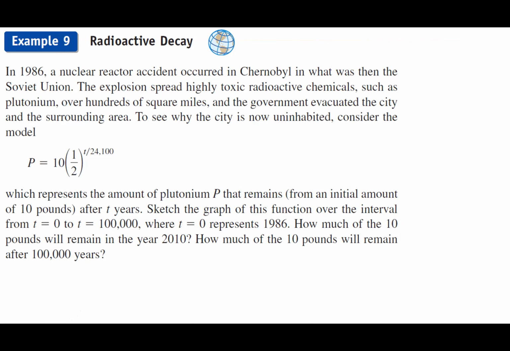So the explosion spread toxic radioactive chemicals into the air. To see why the city is uninhabited, consider the model. This is the amount of plutonium that still remains from the initial blast. And how far are we going? T is equal to 0, and we're going to T is equal to 100,000.